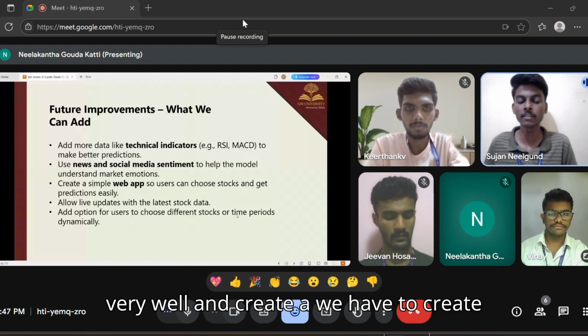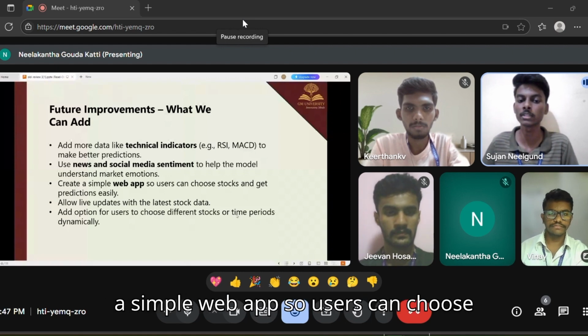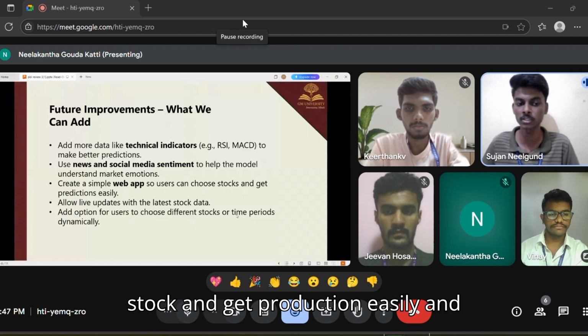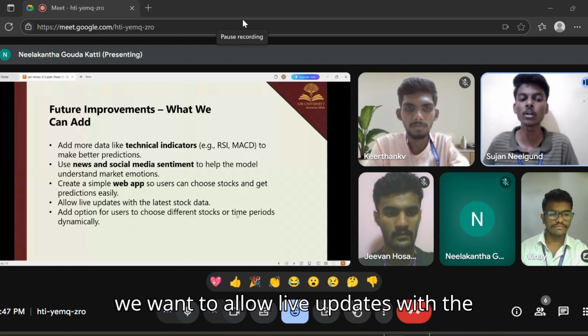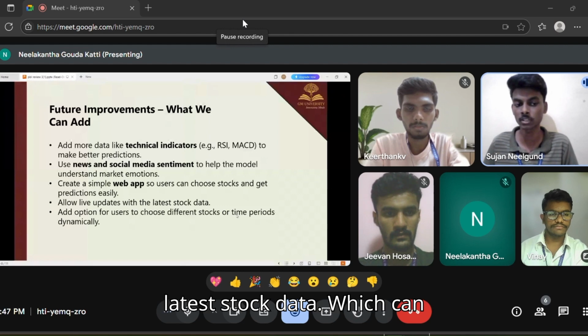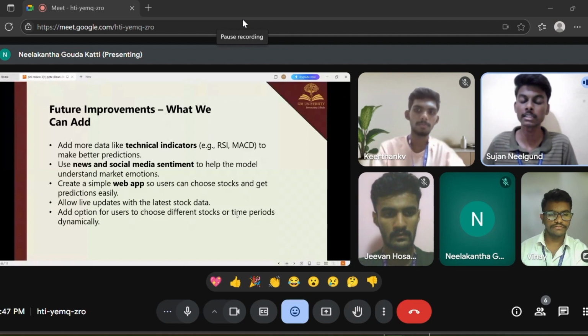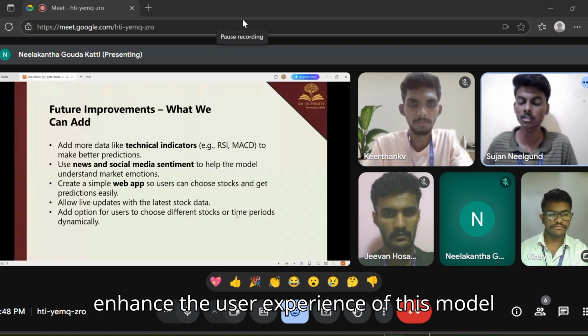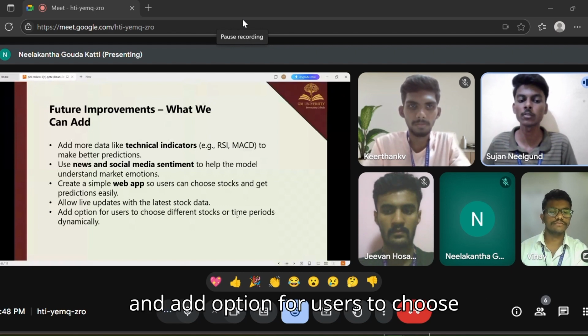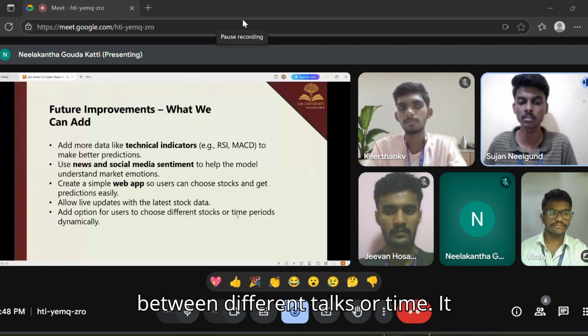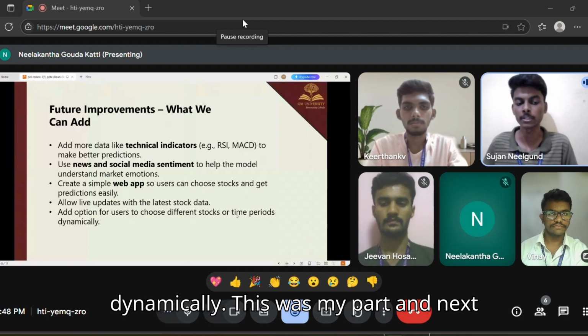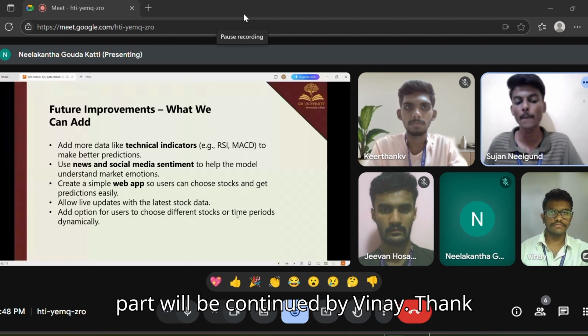And we have to create a simple web app so users can choose stock and get prediction easily. And we want to allow live updates with the latest stock data, which can enhance the user experience of this model, and add an option for users to choose between different stocks or time periods dynamically. And this was my part, and the next part will be continued by Vinay.